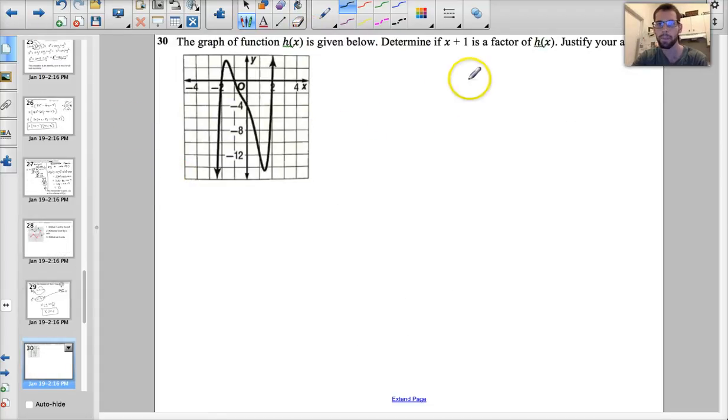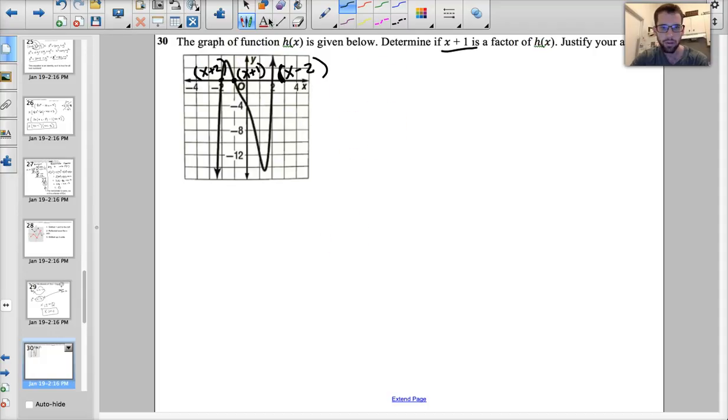On to number 30. I have to determine if x minus 1 is a factor of h of x, which is graphed right there. So I'm going to use my roots and turn them into factors. So this is a root at positive 2, so this is a factor of x minus 2. This is a root at negative 1, so there's going to be a factor of x plus 1. And then here is a root at negative 2, so that's going to be a factor of x plus 2.